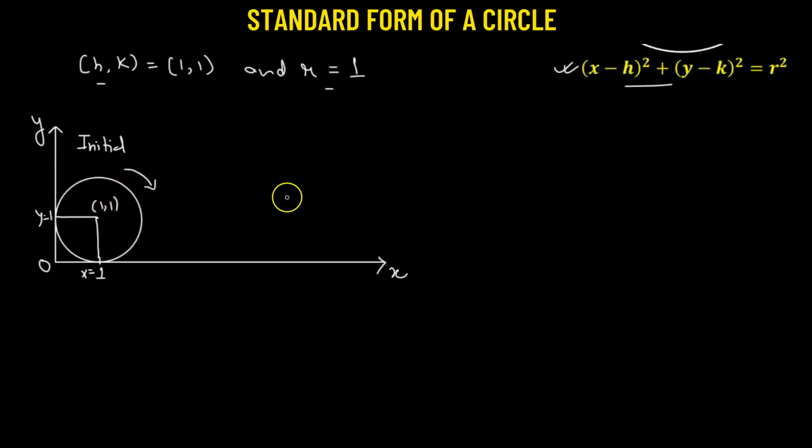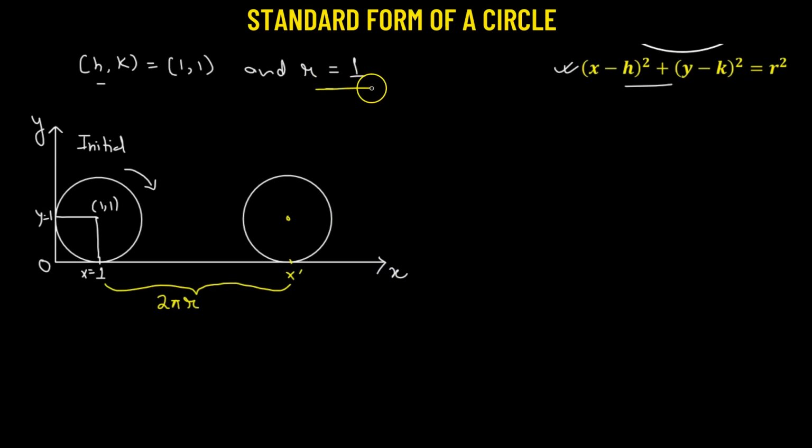So after one full rotation, let's say it comes into a new position. Now this is the new circle, and our goal will be to determine the center of this new circle. Now if it has undergone one full revolution, that means in coming from the point x equals 1 to this particular new position, let's call it x prime, it has to cover a distance equivalent to the circumference of the circle. We know that the circumference of a circle is given by 2 pi r. We have already obtained the radius of the circle, that's 1 unit. So it has covered the distance of 2 pi times r. The r value is 1. So it has covered 2 pi units.